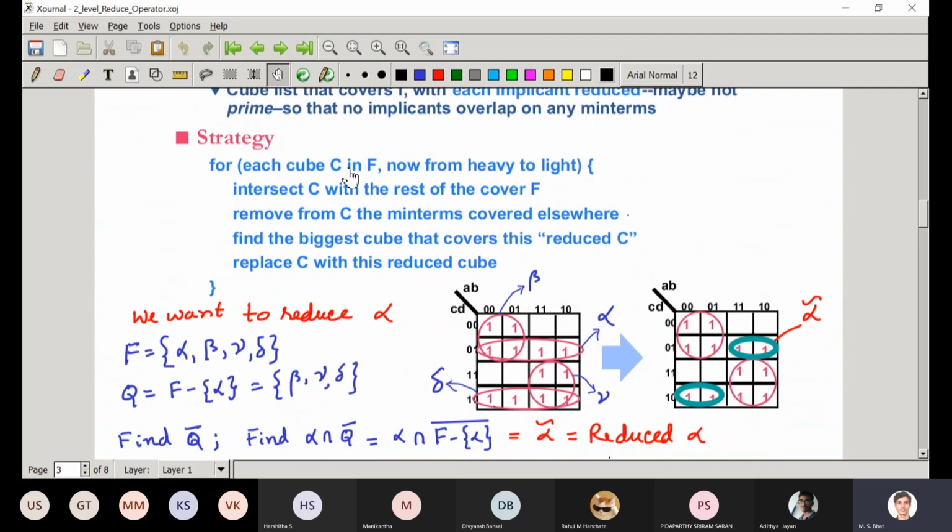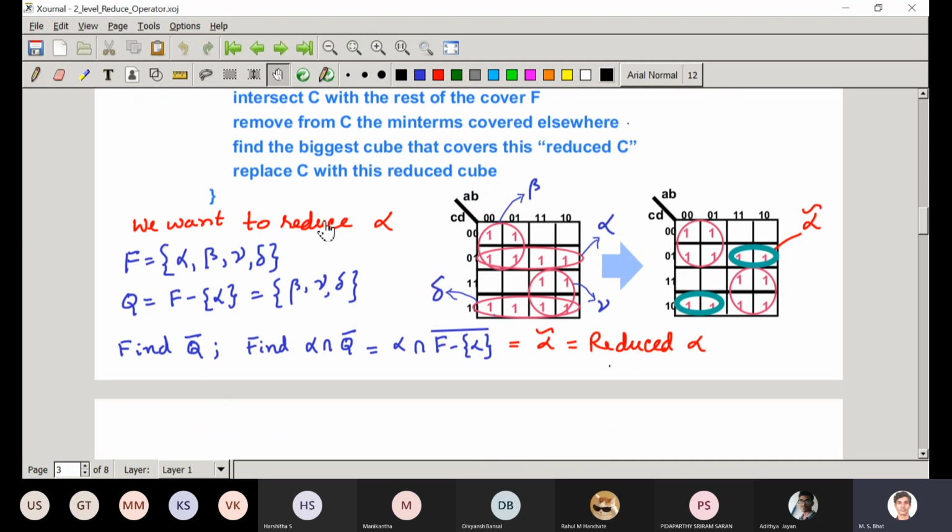The strategy: for each cube C in F, go from heavy to light. Now I have to reduce the cubes, that is, prime should be made non-prime, so I should look at the cubes which are biggest. Intersect C with the rest of the cover of function F. Remove from C the minterms covered elsewhere, and find the biggest cube that covers the reduced C. Replace C with this reduced cube.